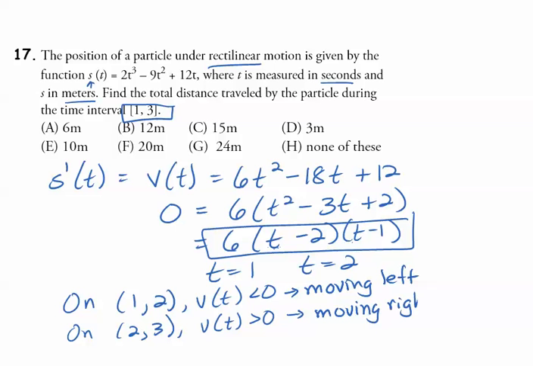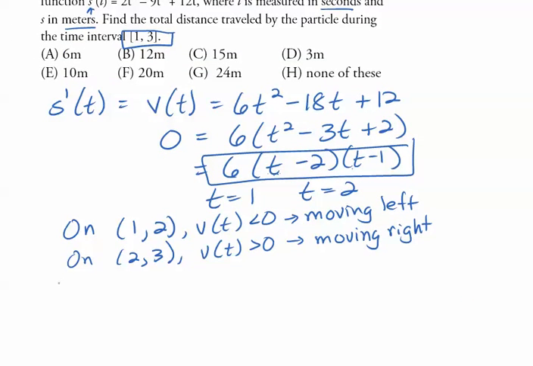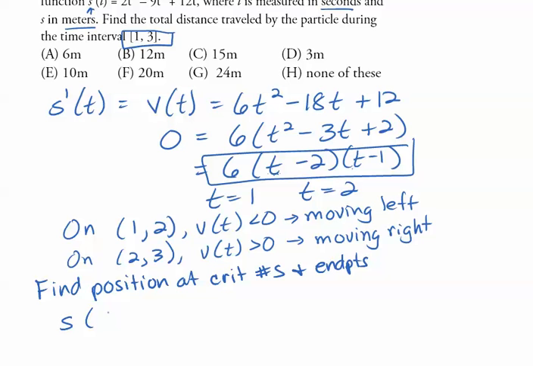So for the total distance, you have to be careful to not just take its starting position minus its ending position. That would be the net distance. So for total distance, you have to be a little bit more careful. We have to find the position at critical numbers and at endpoints of your closed interval. So we have to find out where it started at time 1, where it was at time 2 when it turns around, and where it is at time 3. And then we can add up our total distance.